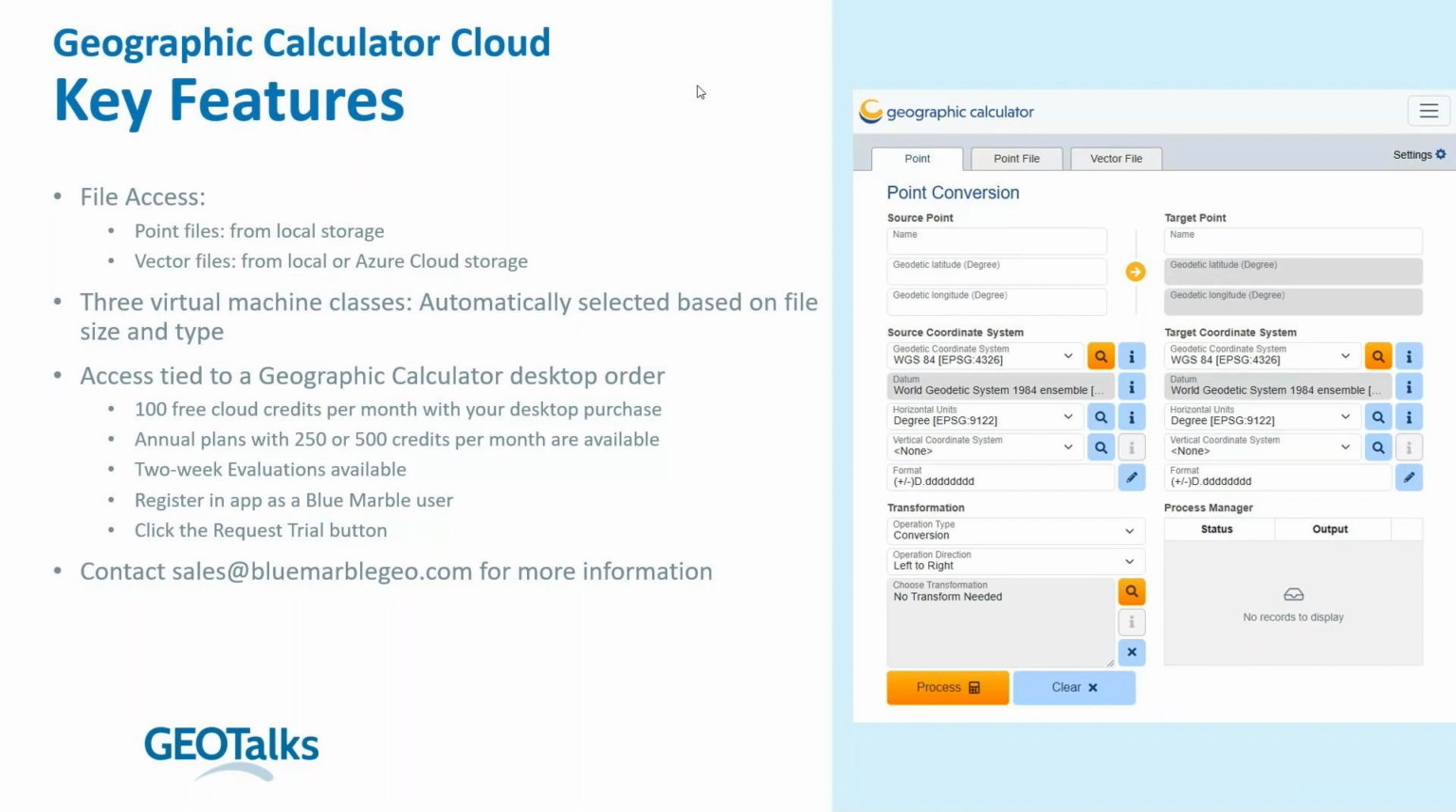So for folks that are a Geographic Calculator user, you are going to have access to 100 free cloud credits per month with your desktop purchase. And it's simply something that it's there, it's available for you to use. You don't have to buy anything extra at this point. And that, again, may change in the future. There may be some folks that only need access to the cloud portion, and we'll be developing that over time. These are based on annual plans.